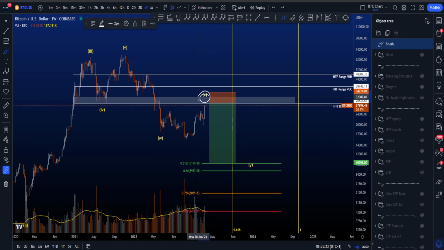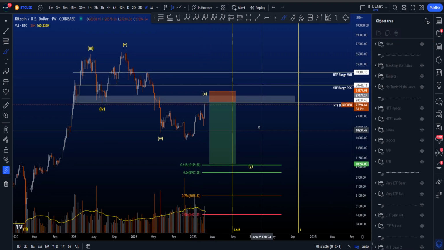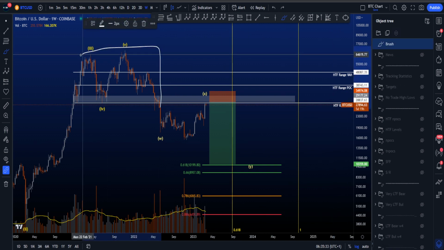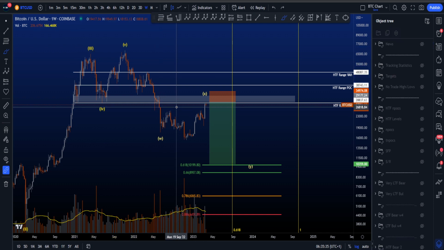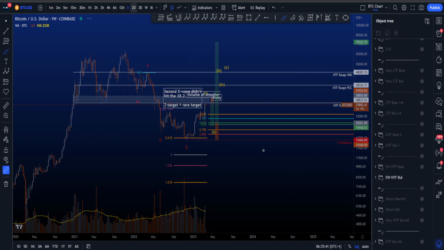So this area is going to be super important for what is going to happen with Bitcoin on the higher time frame. We also then have the high time frame range value area low, which is from this range over here, which can act as resistance as well. So there's a little bit of confluence going on, but you will see more on the daily time frame, which I'm going to show you right now.